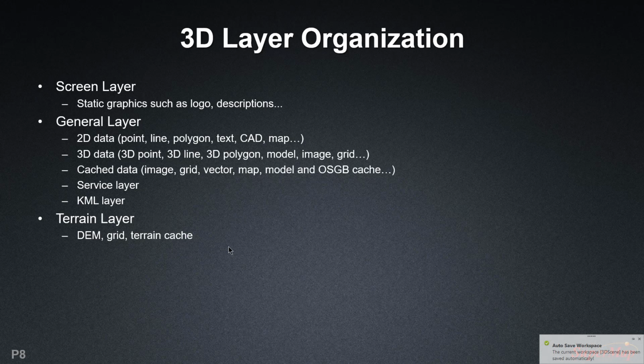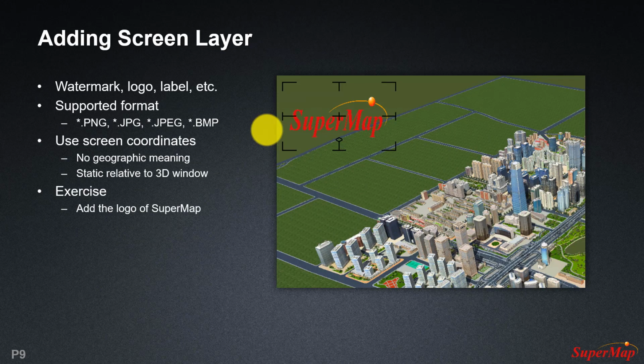The second thing is the general layer. The general layer would contain 2D data, 3D data, cached data, service layer, and KML layer. Each of these layers can contain point data set, line, polygon, text, CAD, map, OSGB, etc. Finally, we have the terrain layer that contains terrain-based visual data such as DEM, grid, and terrain cache. Now let's add a screen layer to our 3D scene and see how it's operated.